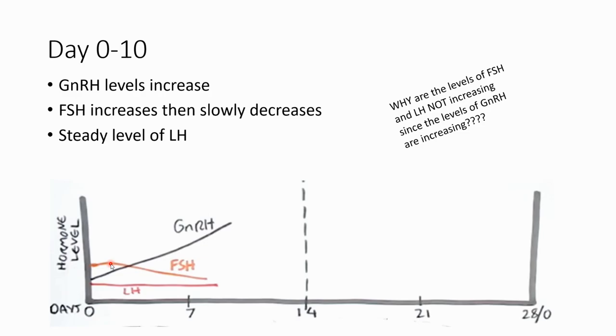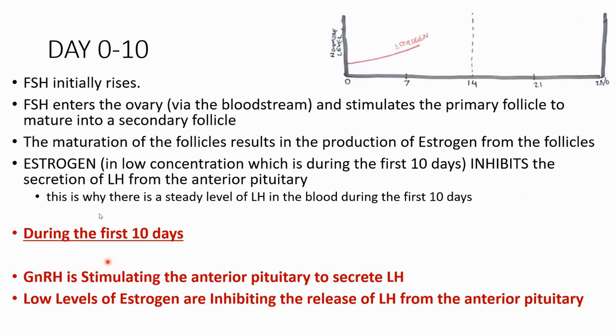So again, you've got that spike in GnRH, but if you notice, you just have a little blip with follicle stimulating hormone, and then luteinizing hormone stays consistent. So you've got that initial rise. Follicle stimulating hormone is going to enter the ovary by way of the bloodstream. We already saw that it can do that on that previous picture that we did back in objective 2. And that's going to stimulate. The presence of follicle stimulating hormone is going to stimulate the follicle to mature.